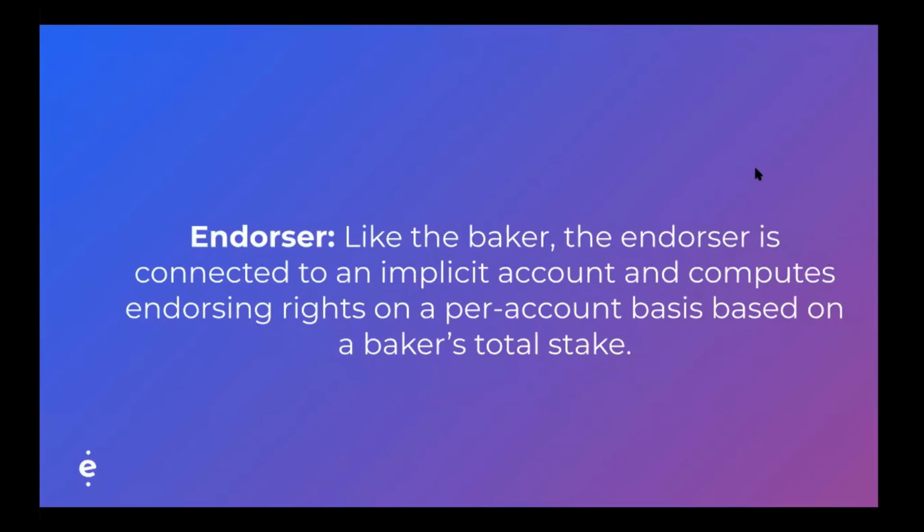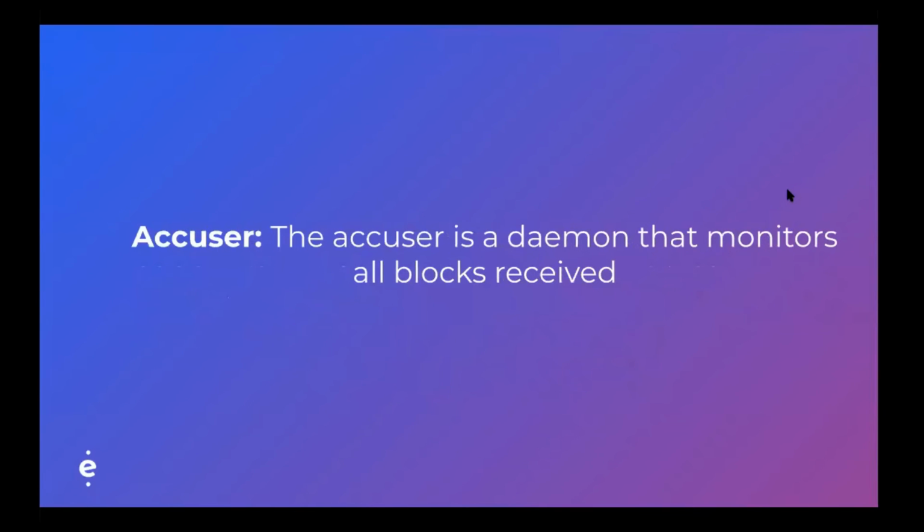You've then got things like endorsers. Endorsers are like bakers, and it's connected to an account, and it computes things on a per account basis based on the baker's total stake. Like the baker, it's verifying validity of things, and this is an important kind of check in the network that our bakers are doing a good job, really. So it's just something to note. Not one we'll go into too much depth now, but just something to note.